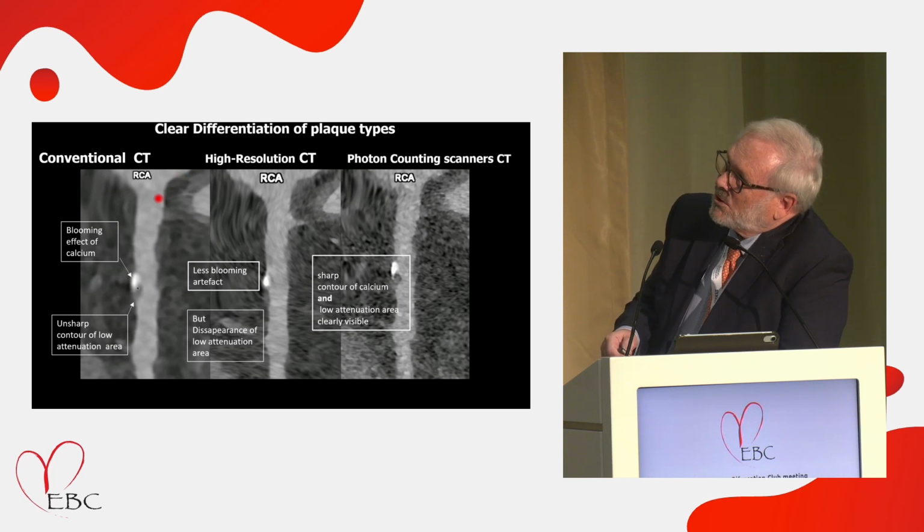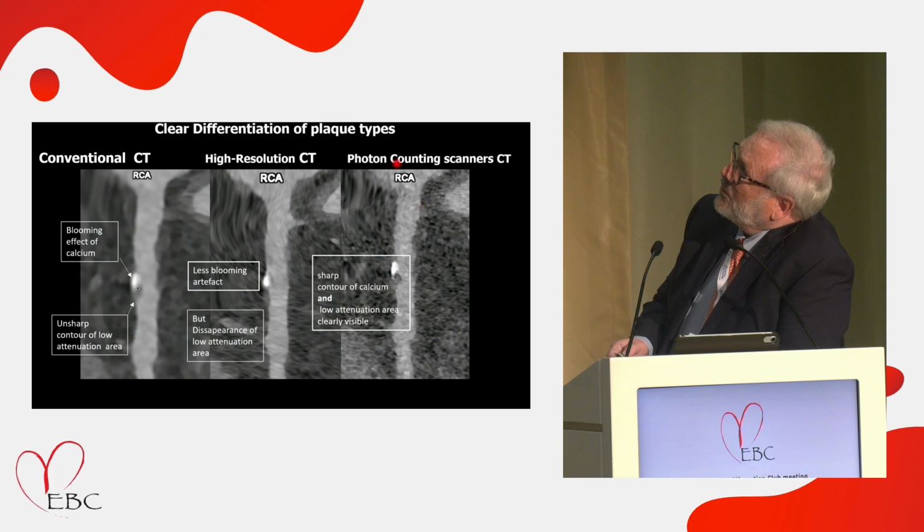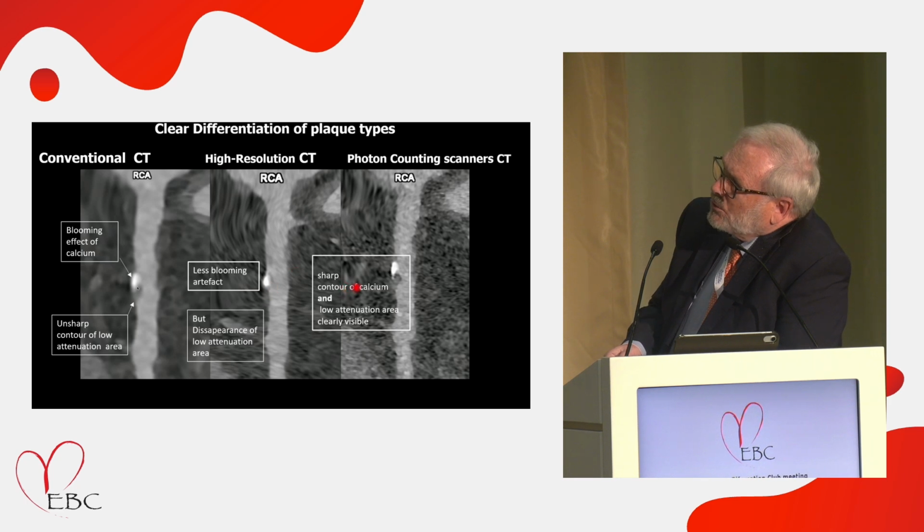This is amazing. This is a document coming to the core lab through Filippo Cademartiri. That's the conventional CT. You could see the blooming effect of calcium. You could see the unsharp contour of the low attenuation area. This is the high-resolution CT, less blooming effect artifact, but disappearance of the low attenuation area. You don't see that anymore. And this is the photon counting scanner. You have a sharp contour of calcium. At 40 kV, you will not have any blooming effect, and the low attenuation area is still visible.